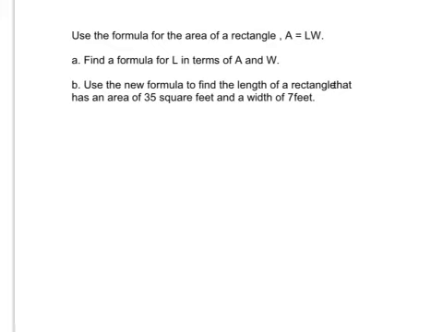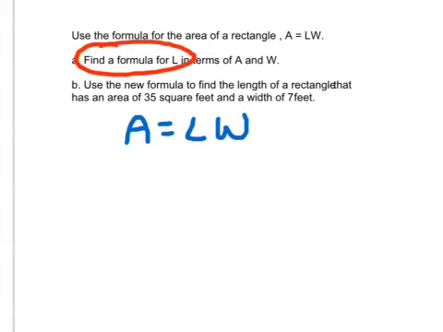Well, what that means is right now, this formula is a formula for A, a formula for the area. And it's a formula for the area in terms of L and W, the length and the width. We want to rearrange it so it's a formula for L, so that we have L all by itself instead. So I'm going to start with my original formula. Now our goal, because we are finding a formula for L, is to get L all by itself.